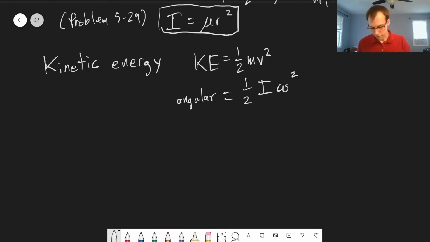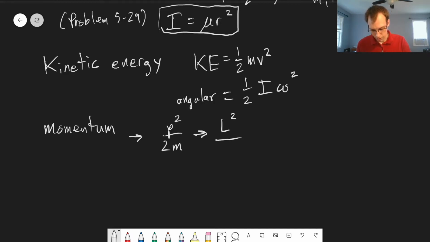But we usually want to define this in terms of momentum. And so we'll switch that, right? We use this definition p squared over 2m, and we can switch that to now the angular momentum squared over 2I. All right, and so this is our rotational kinetic energy.